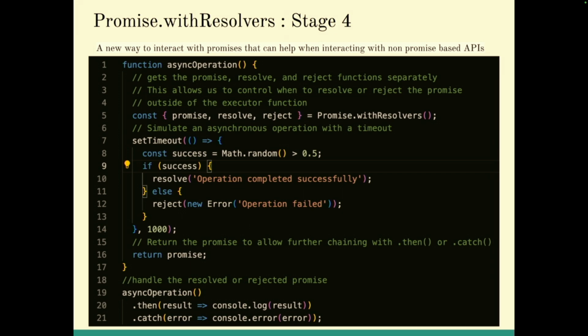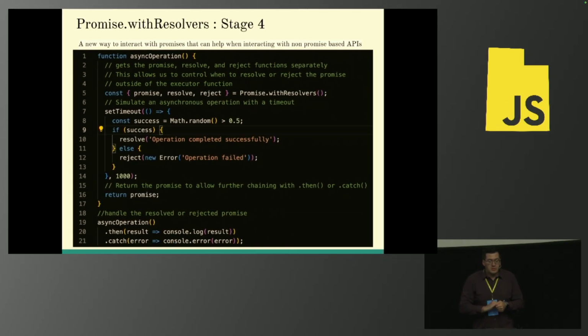Where things in stage 3 and 4 are very well ironed out, if you will. So yeah, let's talk about Promise.withResolvers. This is a new way to interact with promises, and probably the utility of this is if you're going to interact with non-promise-based APIs.